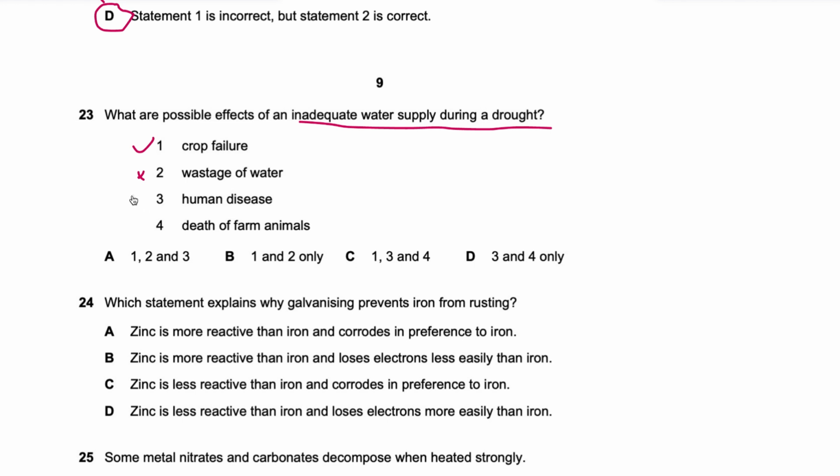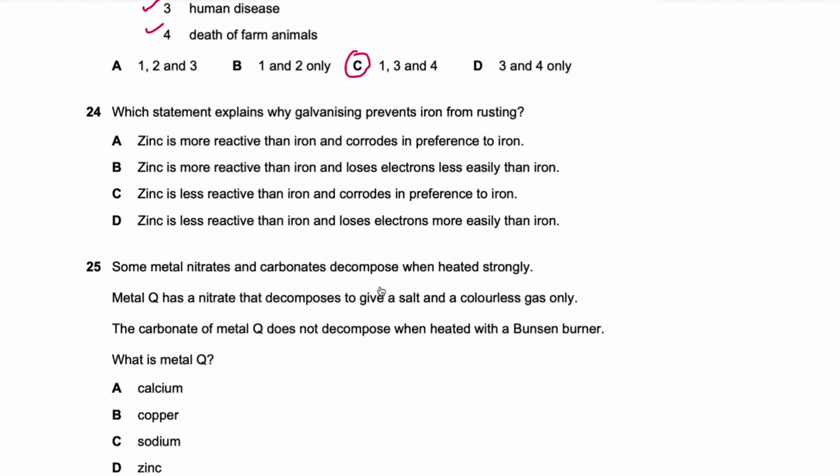Human disease, yes. During drought, you see a lot of disease. Death of farm animals, yes. During drought. So I think I go with 1, 3, and 4. Now 1, 2, 3, no. 2 is not. 1 and 2, no. 1, 3, and 4, yes. This is my option. 1, 3, and 4. Okay, so we go to question 24.